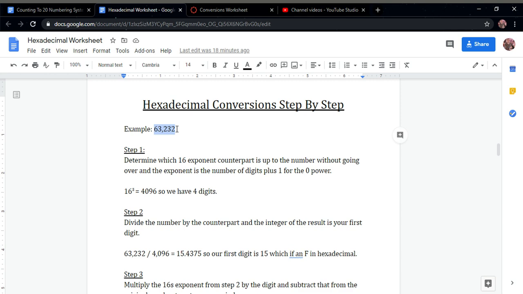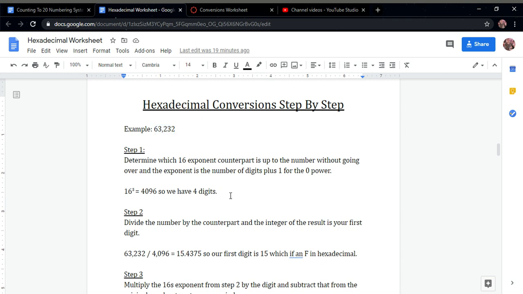So the good news is we never get bigger than a 4 hexadecimal digit number. And this 63,232 falls right below the maximum we have. So you just look at the chart and you know that 16 to the third is 4,096. I think 16 to the fourth is like 64,000 something. So we know we only need 4 digits. Remember, we're counting 0. So 16 to the 0 is 1. 16 to the 1 is 16. 16 squared is 256. Cubed is 4,096. So we have 4 digits.